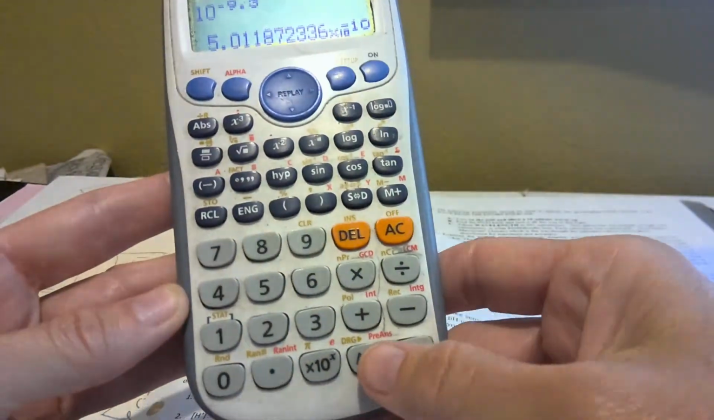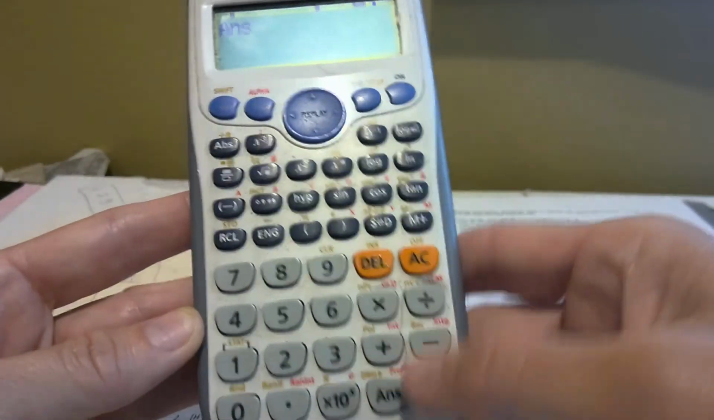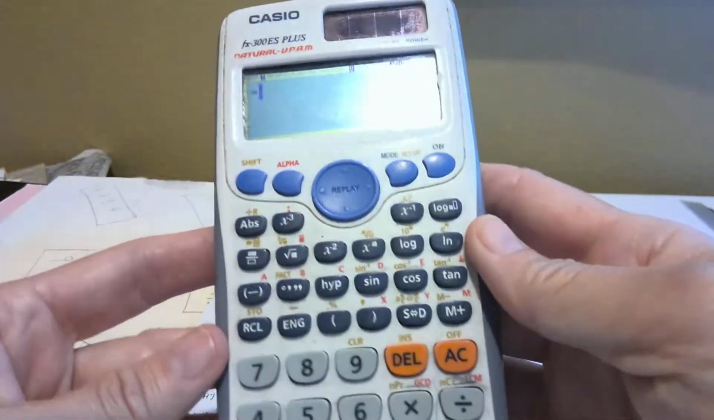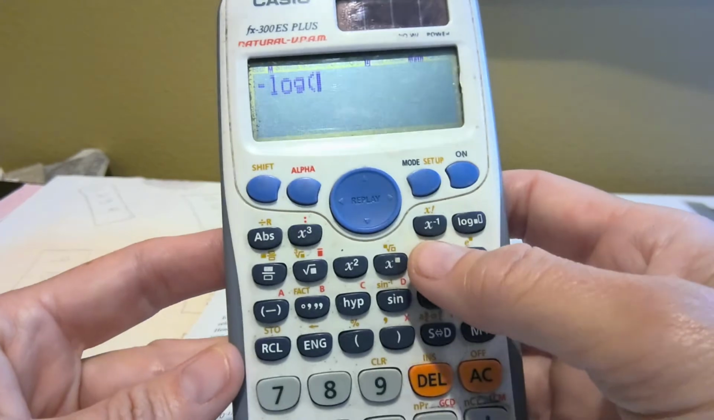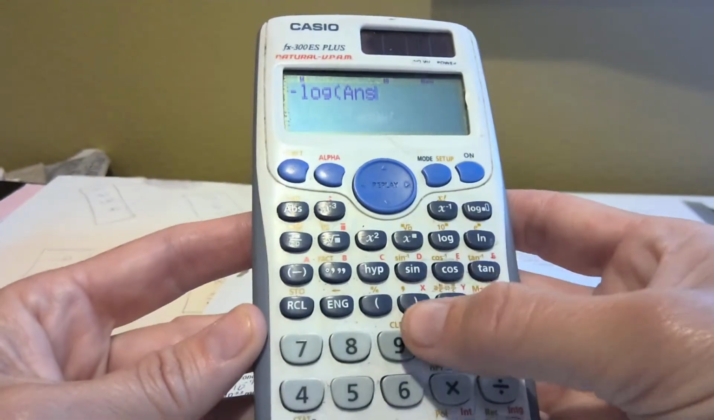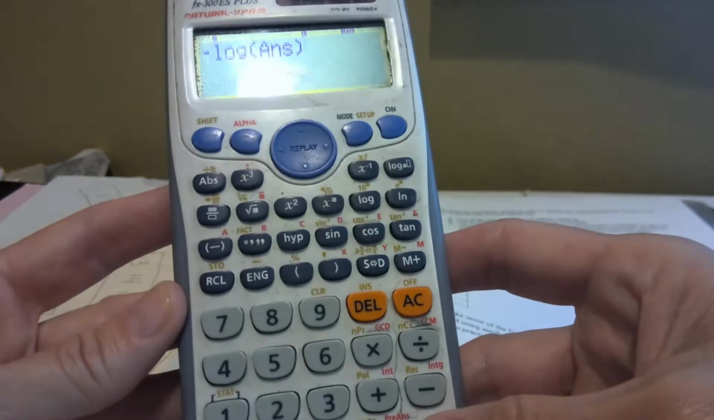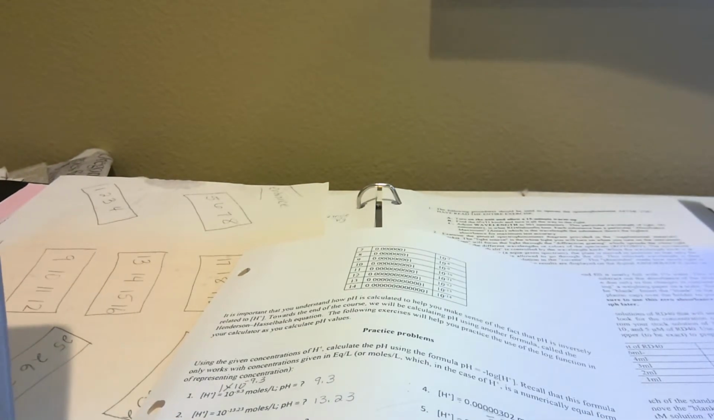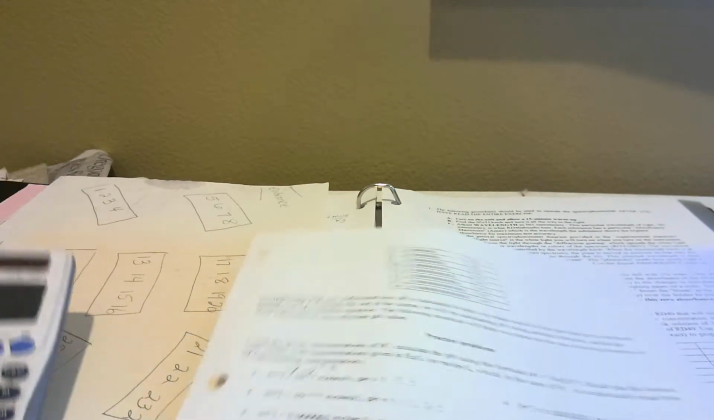I'm going to save that number by hitting the answer button. Now I take the negative log, and I put in my answer. I close my parentheses, and I get 9.3. You would do the same thing for problem number 2.